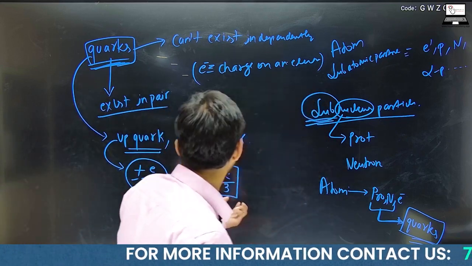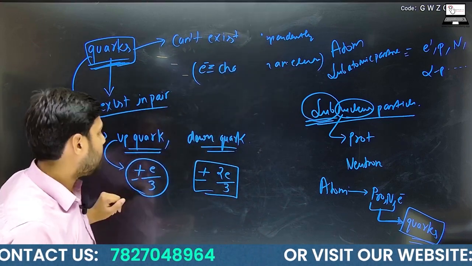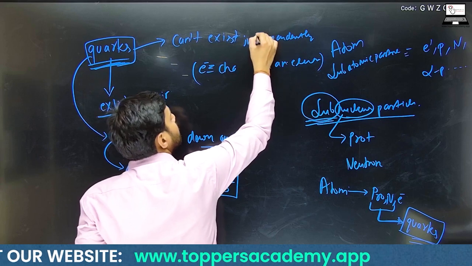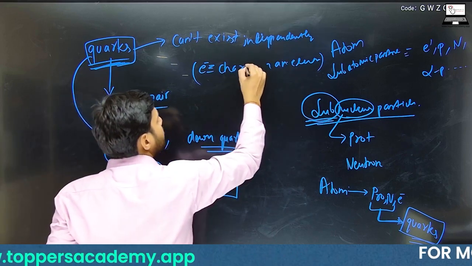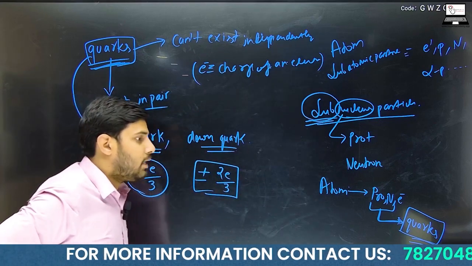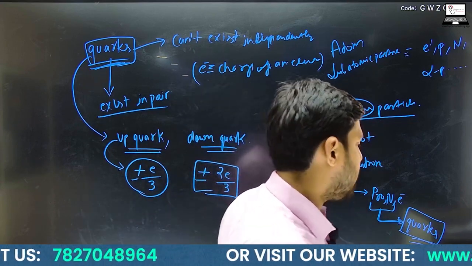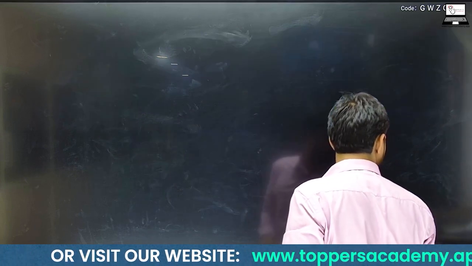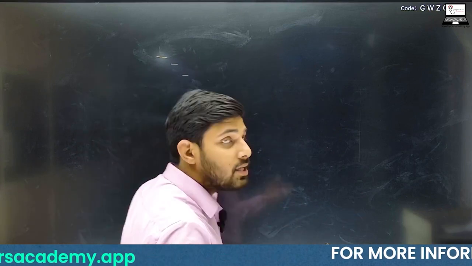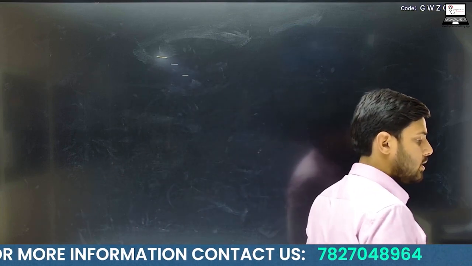But they cannot exist independently. That is why they are not to be considered as the smallest charge particle carrier. They cannot be said as the smallest charge particle carrier. Charge carrier means something that carries charges.